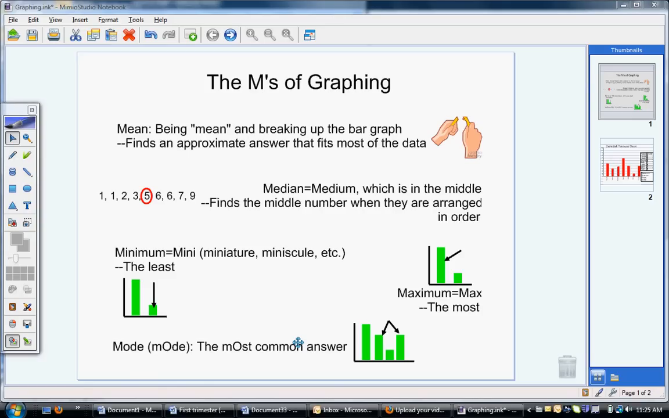Today we're going to be working on analyzing graphs. Whoever it was that decided to plan and talk about graphing decided that almost every word that you need to know starts with an M. So we're going to spend just a little bit of time learning about what these words mean.